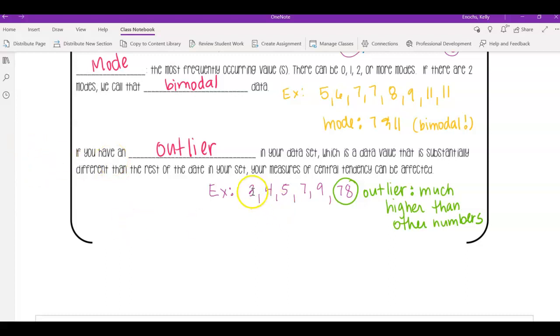You can see in my data here, I have a whole bunch of numbers that are pretty low, single digit numbers, and then I have 78 as clearly an outlier. It is much higher than the other numbers.